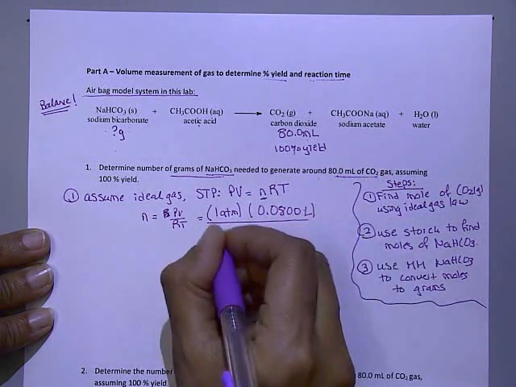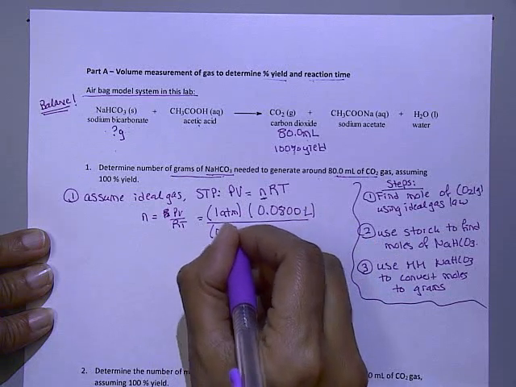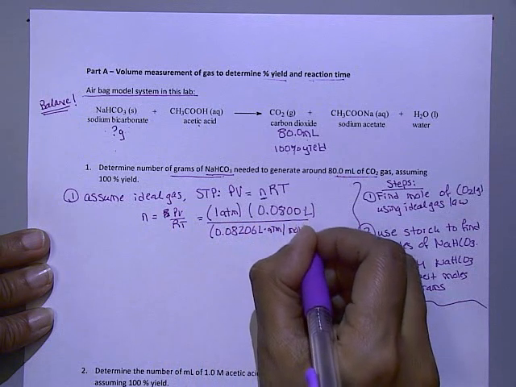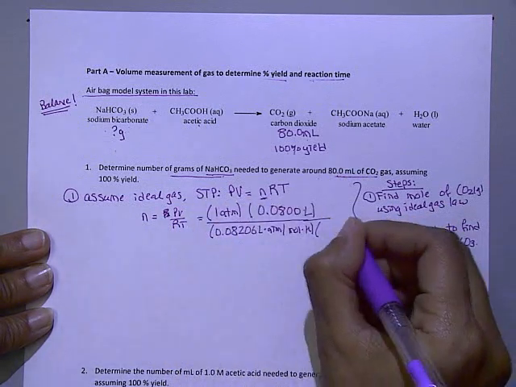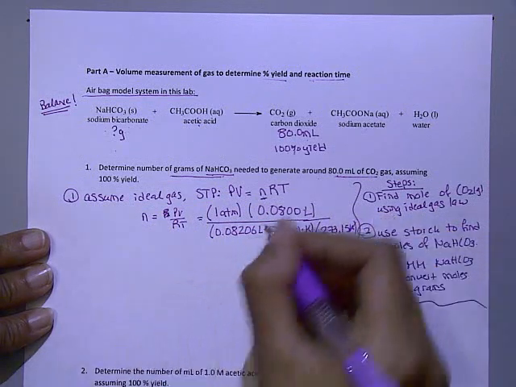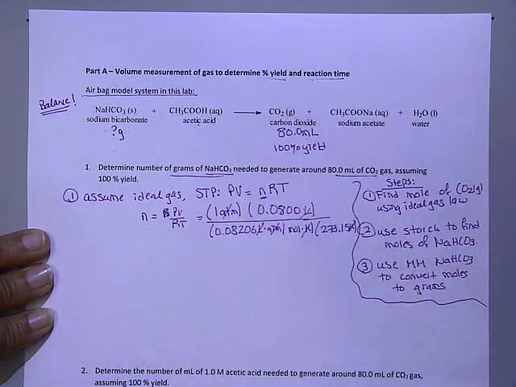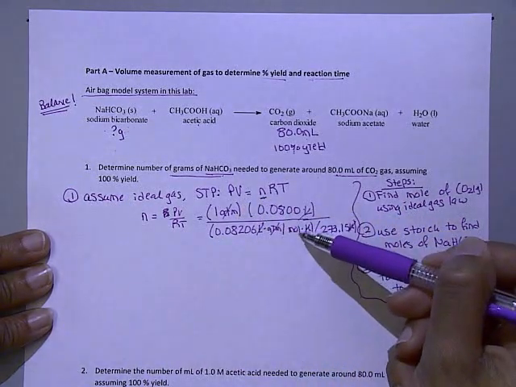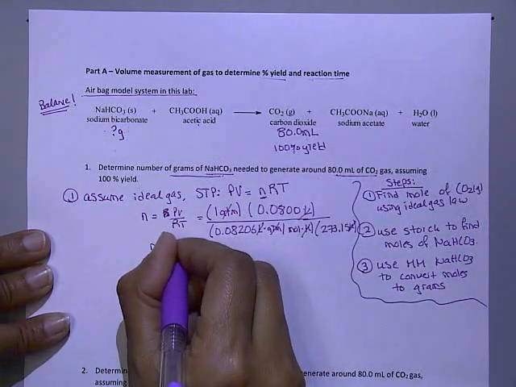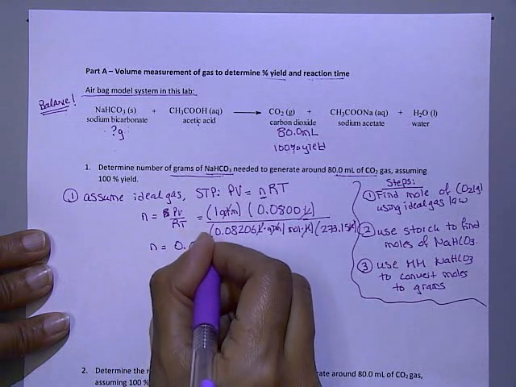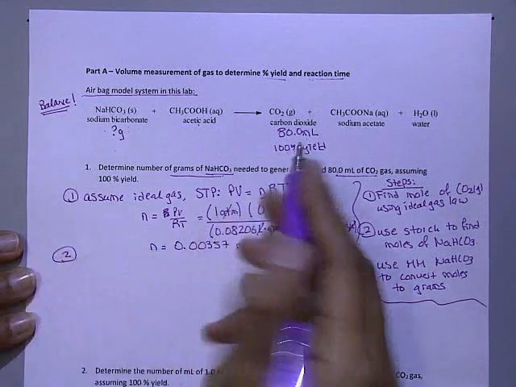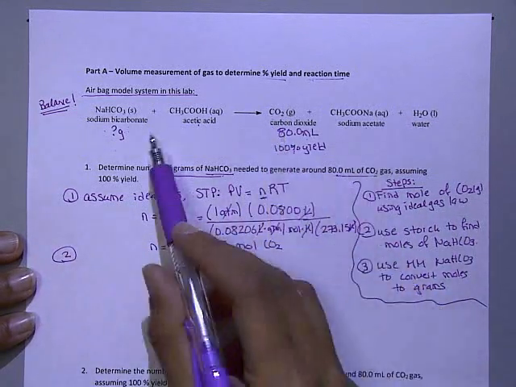0.0800 liters over my ideal gas constant, 0.08206 liters times atmospheres per moles times Kelvin, and STP means my temperature is 273.15 Kelvin. These kelvins cancel out, these liters cancel out, these atmospheres cancel out, and now I have 1 over inverse of moles, which means my moles are on top. So now if I plug this into my calculator, my moles of CO2 is 0.00357 moles of CO2.